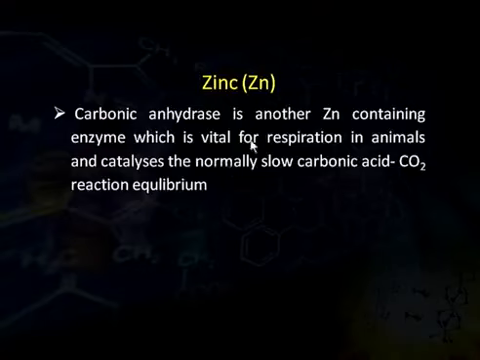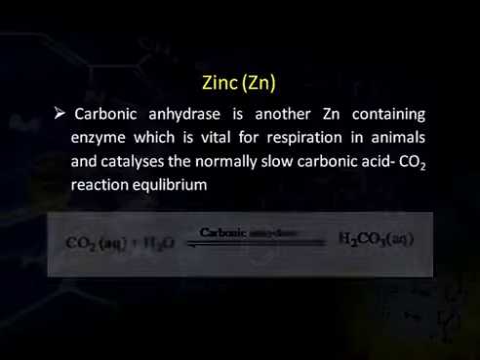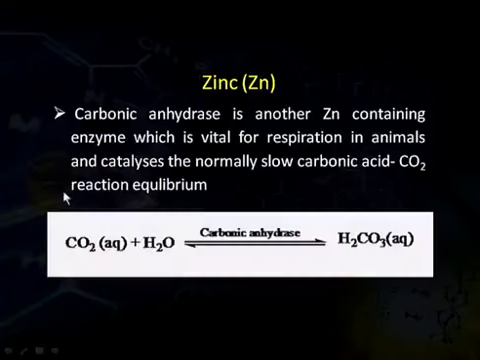Carbonic anhydrase is another enzyme which contains zinc. It is vital for respiration in animals and catalyzes the normally slow carbonic acid and CO2 reaction equilibrium. This particular reaction, CO2 plus water, gives carbonic acid. This is a very slow reaction and it takes hundreds of years to complete if the particular enzyme is not present. But this enzyme carbonic anhydrase fastens this reaction.